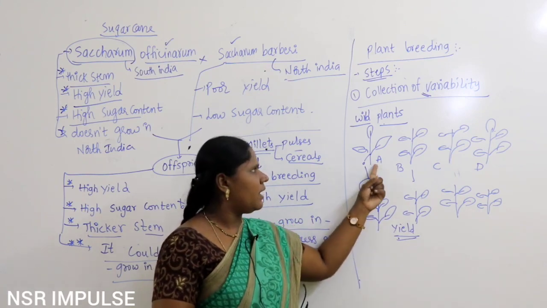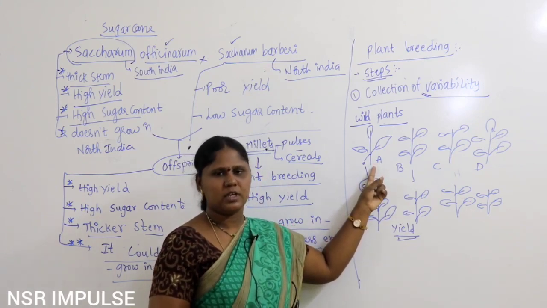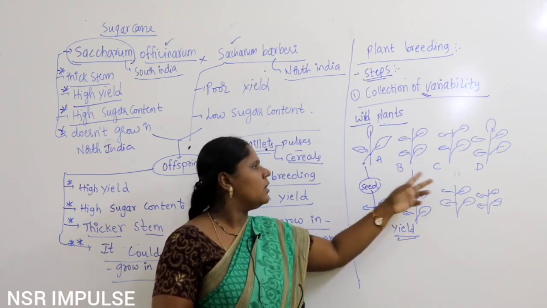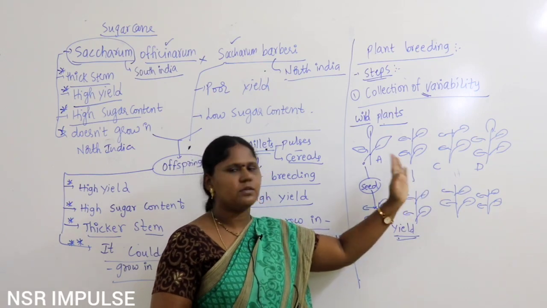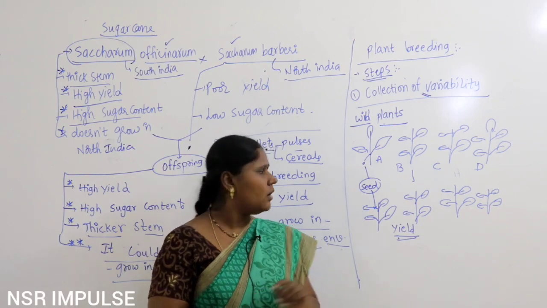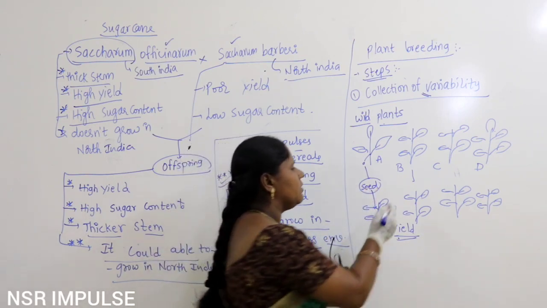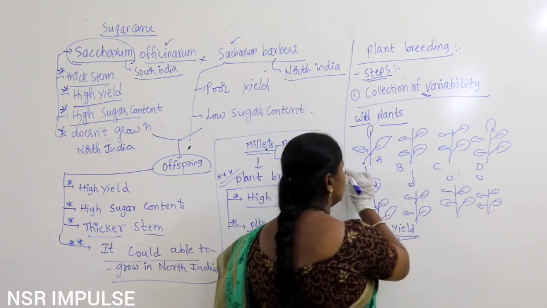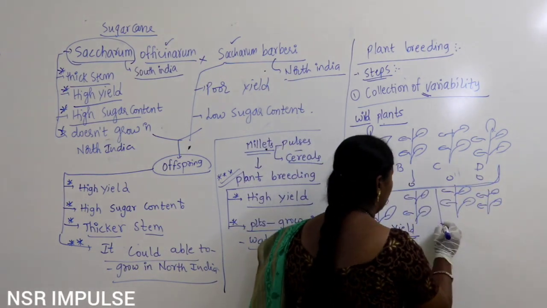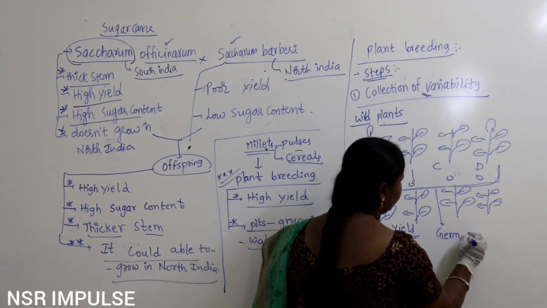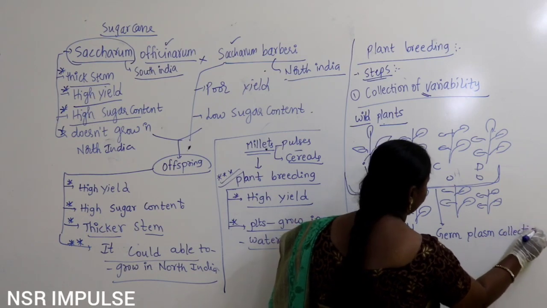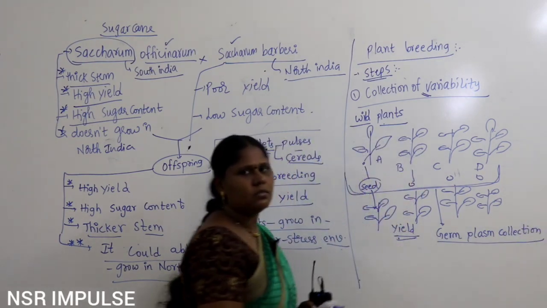For example, A plant is a rice variety from Maharashtra which I collected. Maybe B plant is a rice variety from Tamil Nadu or Chennai. C plant is from Bombay, or D plant is from AP. Like that, different varieties are taken. Right. And from there what do we do? We take the seeds. When all seeds of different varieties are placed in the culture, this is what is called germ plasm collection.